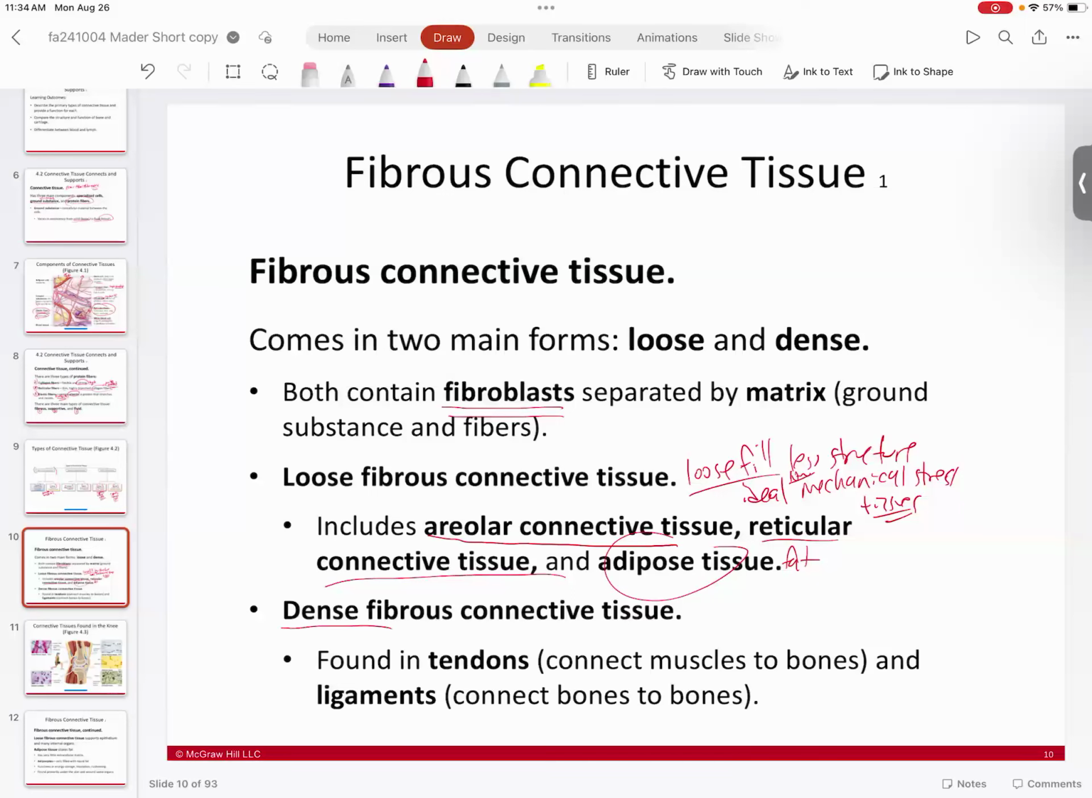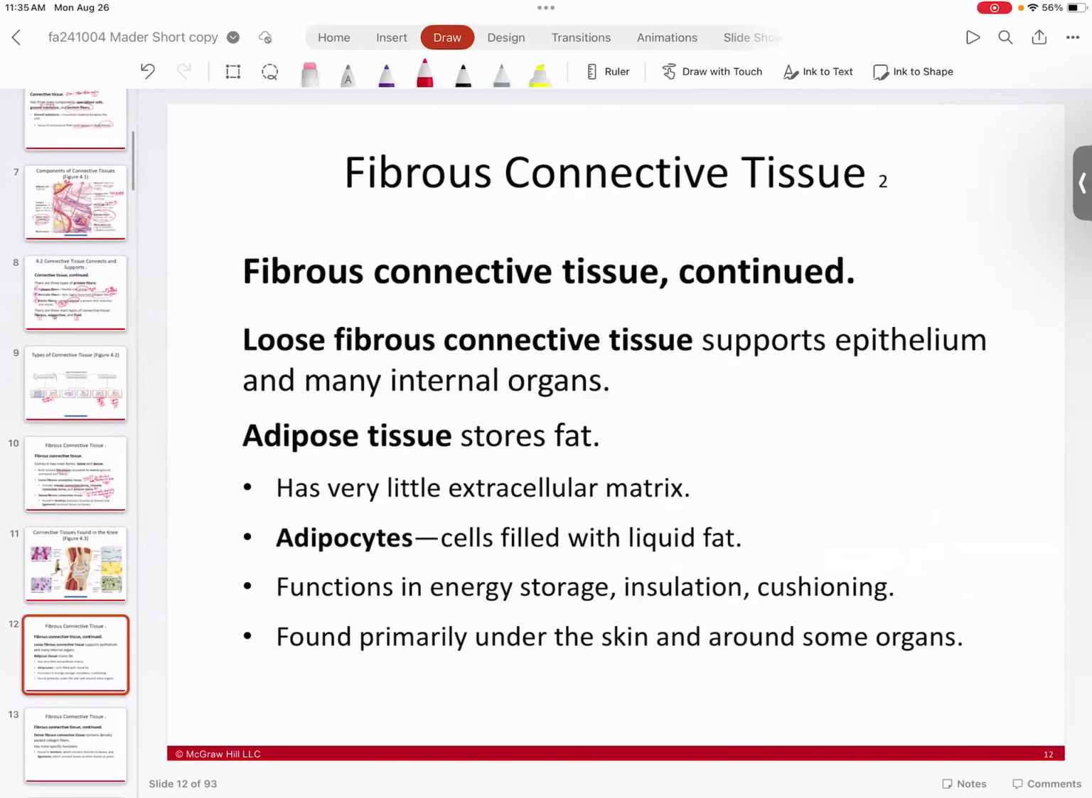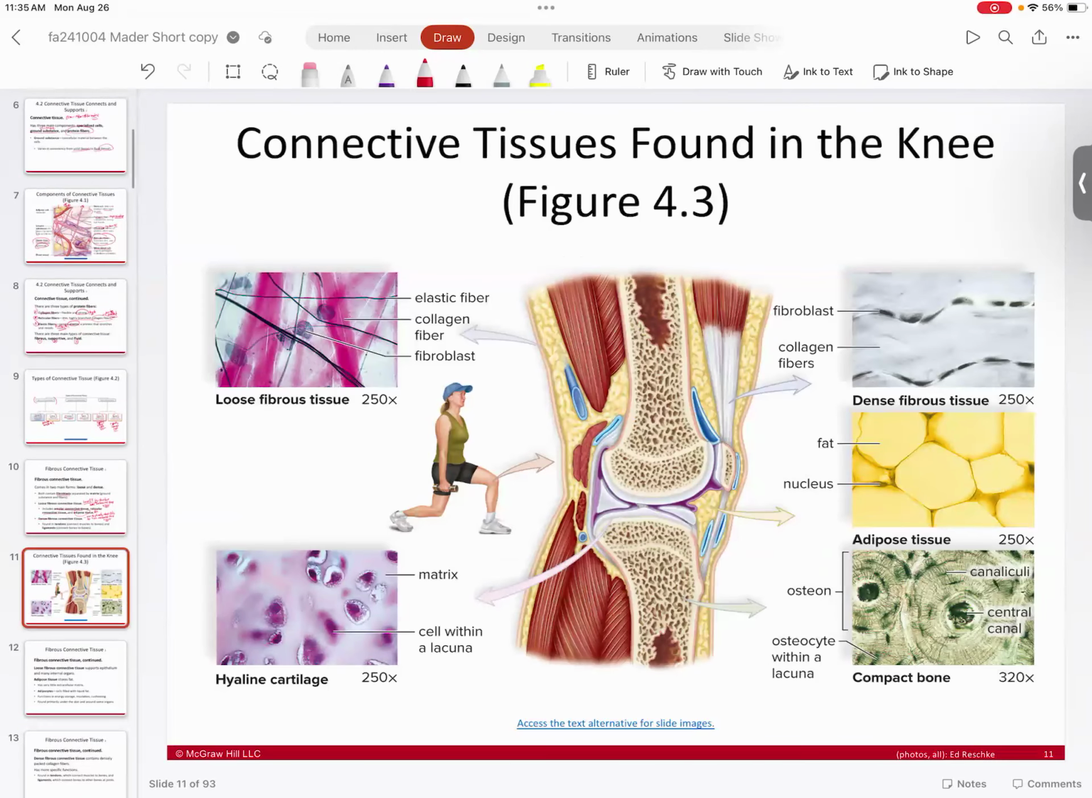Then you have dense fibrous connective tissue. So this basically is kind of like a more structurally robust filler. And this is for high mechanical stress tissues. So for instance, you'll find this in tendons and ligaments, and you'll find this in two different versions. I'll cover it on slide 13, but this is kind of what it looks like.